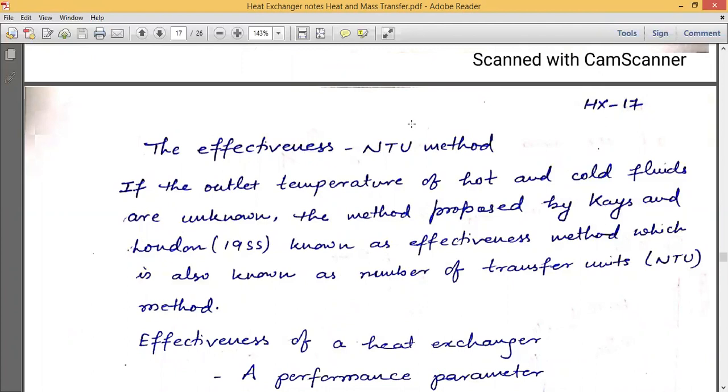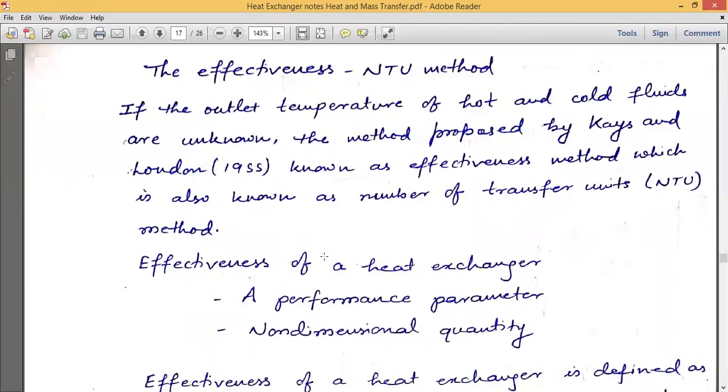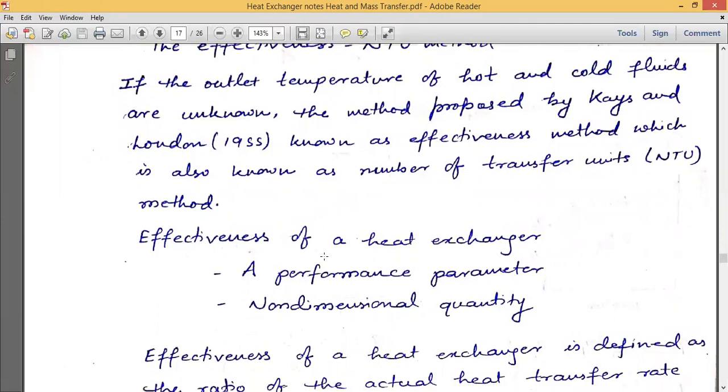This method was proposed by Kays and London, in which the outlet temperatures of the hot and cold fluid were unknown. So this effectiveness method is also called the number of transfer units method. What is the effectiveness? Effectiveness of a heat exchanger is a non-dimensional quantity and it represents the performance parameter. That means it represents how effective a heat exchanger is. Later on we will define it, then we will understand the exact meaning.